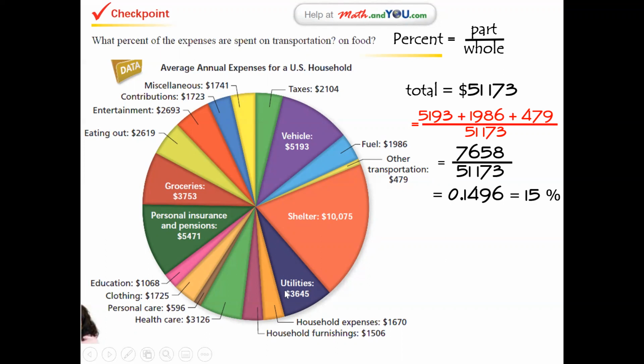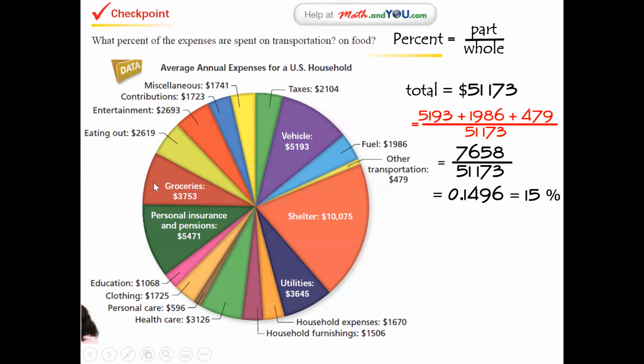Is utilities food? Is education food? Is vehicle food? Huh. Groceries. Oh, yes, groceries. What else do you think is food? Entertainment? Eating out. Whoa, eating out. There you go. So this is food.